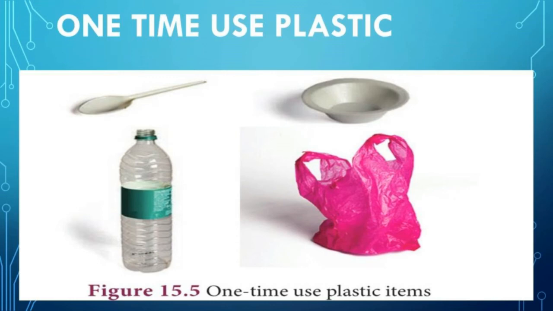These items take a few seconds to be made in a factory. You will use them for a very short time. Once you throw them away, they can stay in our environment for over 1,000 years, causing plastic pollution for future generations. We need rules and laws to protect people and the environment from plastic pollution.